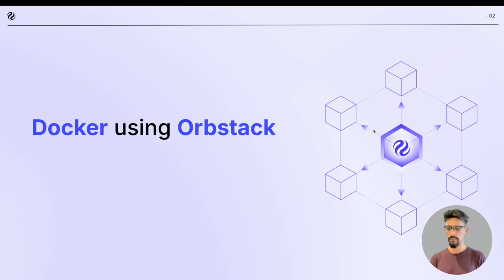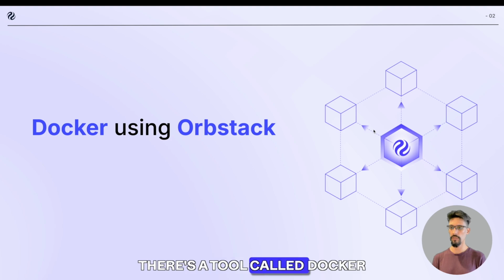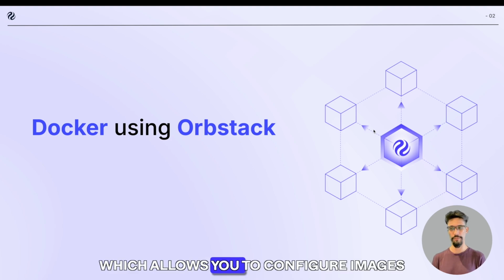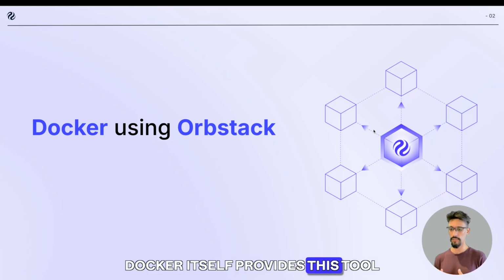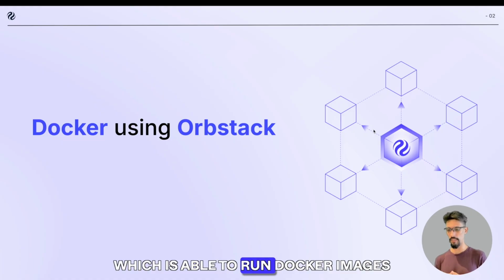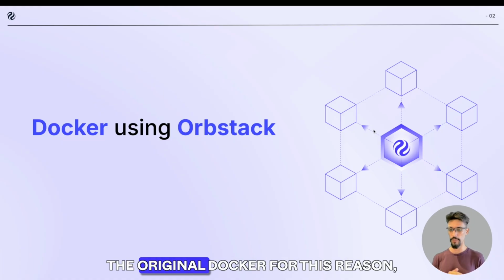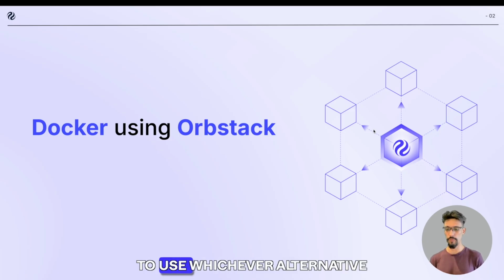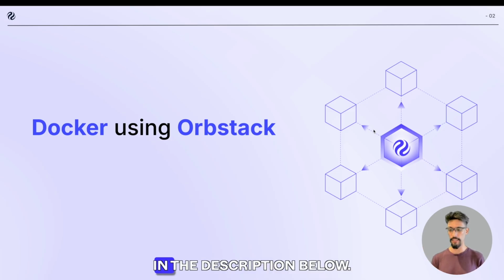All right, so let's talk about Docker. There's a tool called Docker, which allows you to configure images, and you run those images within a container. Docker itself provides this tool, and it invented that category. But there's also another tool called OrbStack, which is able to run Docker images, and this is very easy to set up and run. I prefer using it myself over the original Docker for this reason, but feel free to use whichever alternative you feel like. Installation instructions for OrbStack will be provided in the description below.